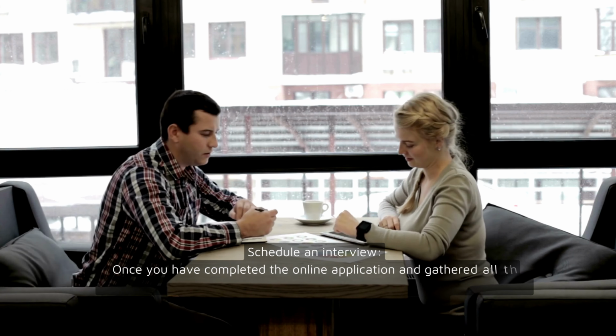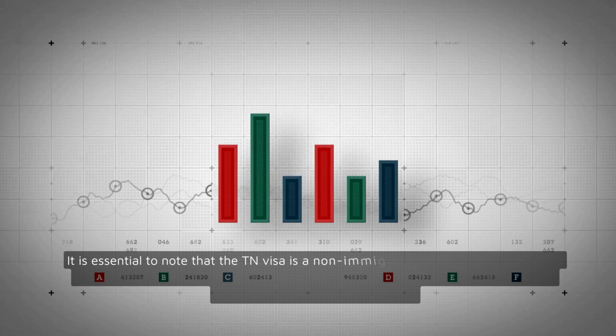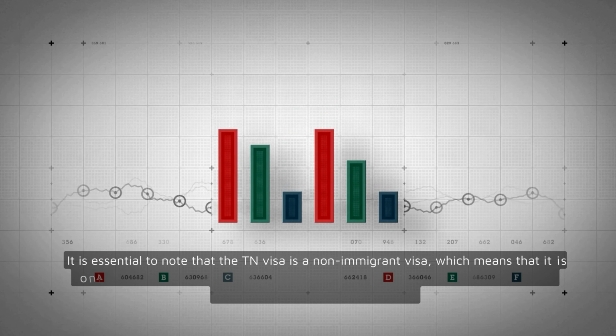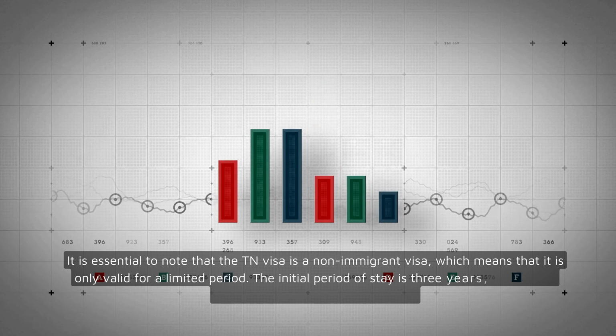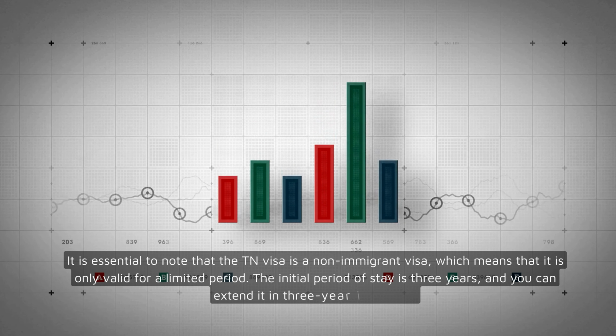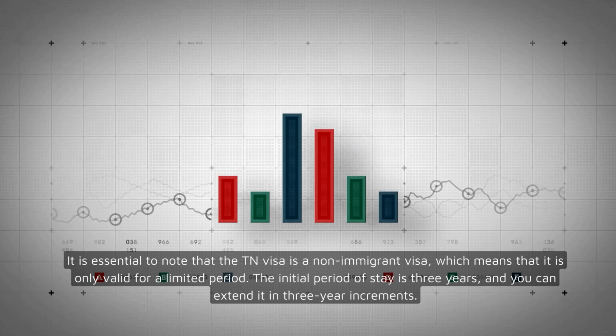It is essential to note that the TN visa is a non-immigrant visa, which means that it is only valid for a limited period. The initial period of stay is 3 years, and you can extend it in 3-year increments.